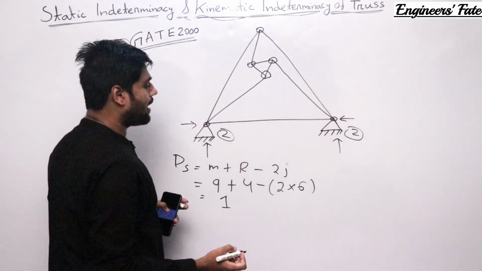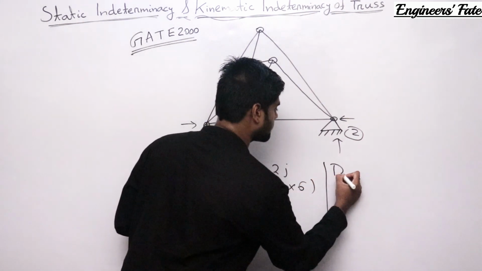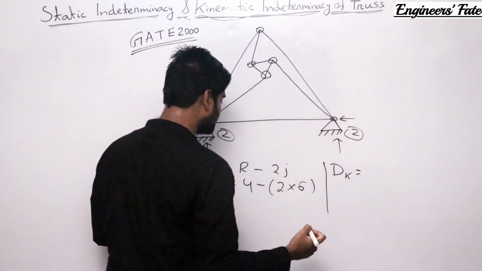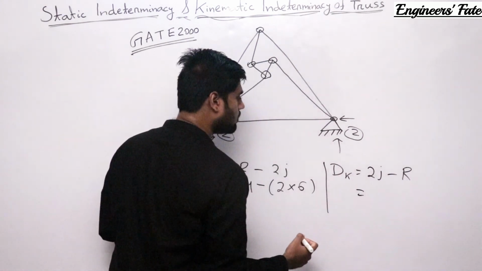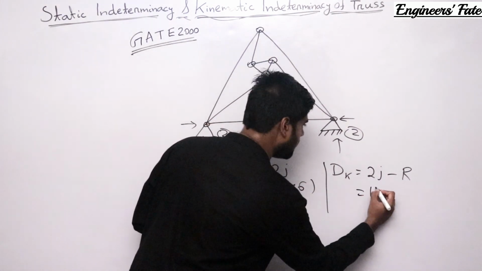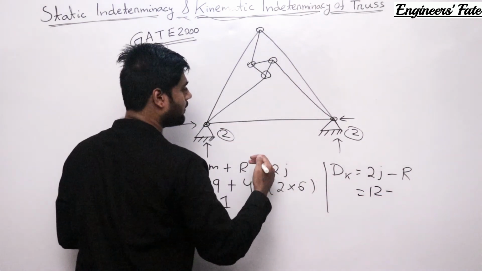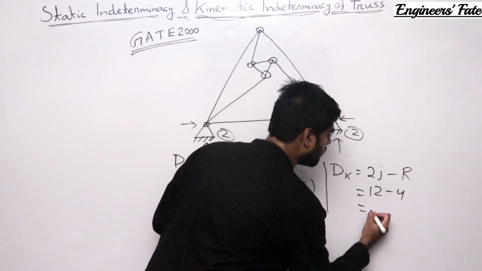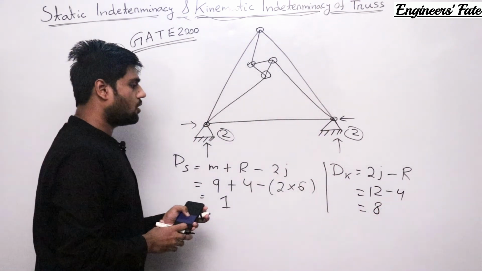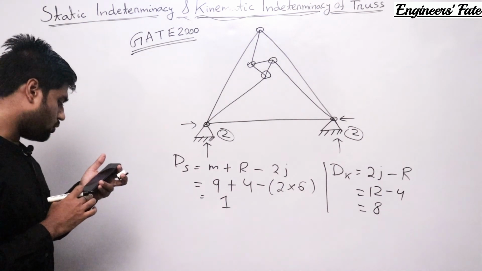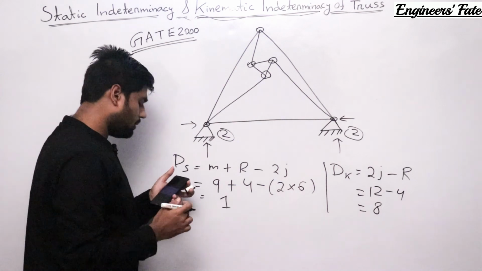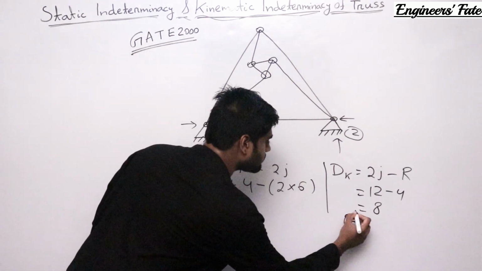So next we will find Dk. Dk equals 2j minus r. So joints are 6, so 12 minus the number of reactions, which is 4. So 12 minus 4, that is 8. So for this question the answer is 1 and 8. Option C is correct.